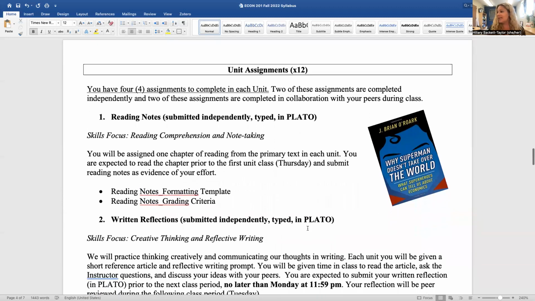The first assignment is that you'll be given a chapter, 1 chapter every week to read from this book and to take reading notes on. The reading notes will be submitted in Plato as evidence of your effort. I'll be providing you with a formatting template and the grading criteria for how I will evaluate this assignment.